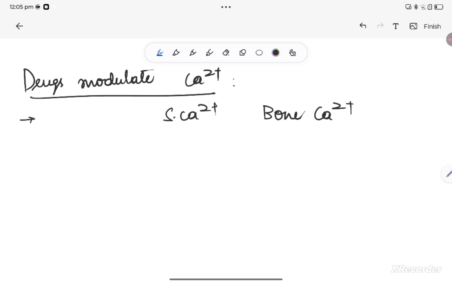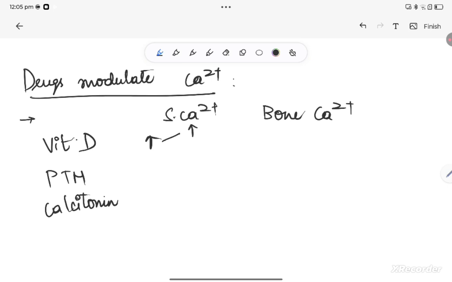We already know from our physiological background that vitamin D, parathormone and calcitonin are three such naturally available hormones in our body and they affect the calcium levels. Vitamin D increases serum calcium levels mainly by increasing the GI absorption as well as reducing the renal excretion. It also increases the bone calcium deposition.